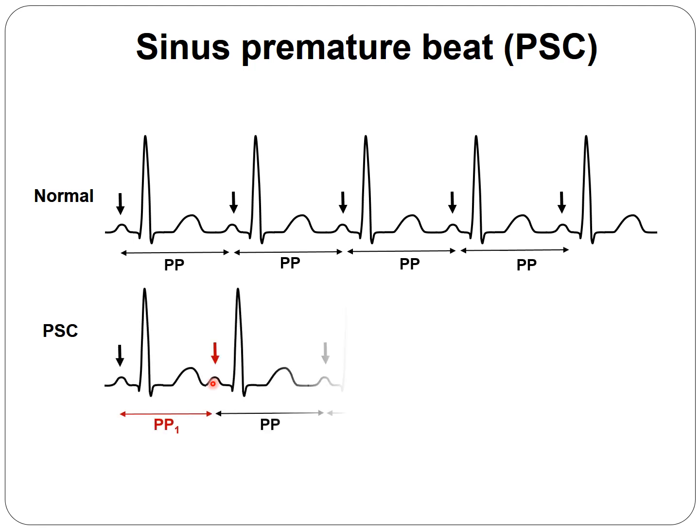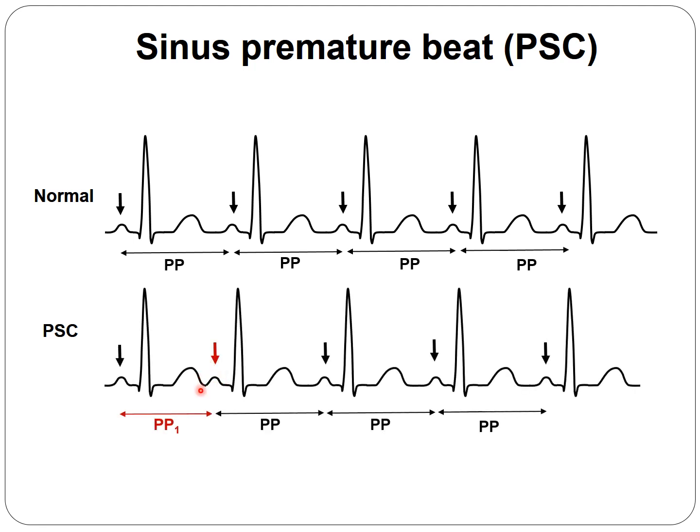How do we know that? Because we do have an identical P wave, only this P comes earlier, and the compensatory pause is exactly a normal PP interval. This is why every sinus premature beat is undercompensated.